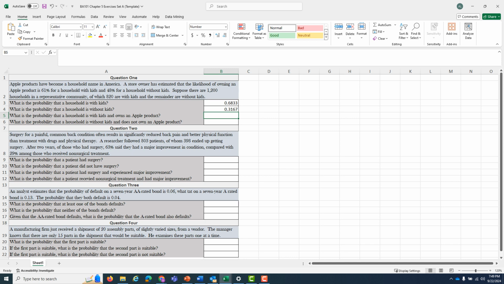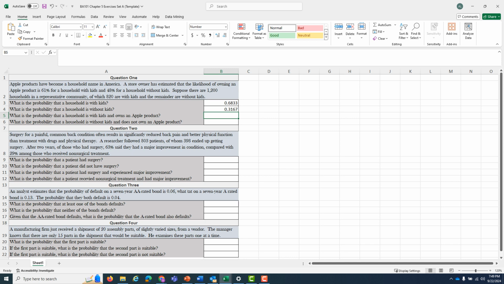Next, we're asked to find what is the probability that a household is with kids and owns an Apple product. But we just determined the first portion of that. This is the probability that a household will have kids. And our information provided tells us that we can expect that 61% of households with kids will be Apple users, will have Apple products. So I can just multiply those two together to find the probability of both instances happening.